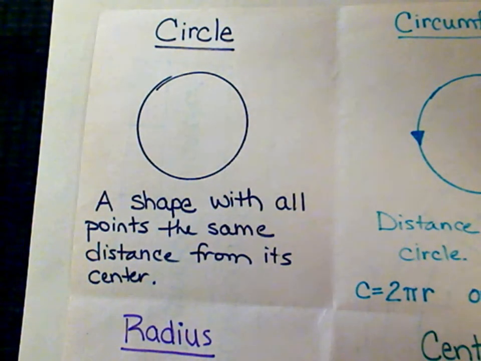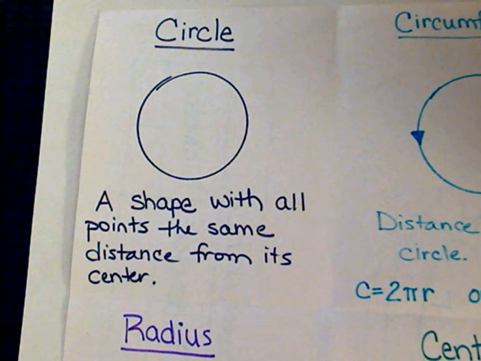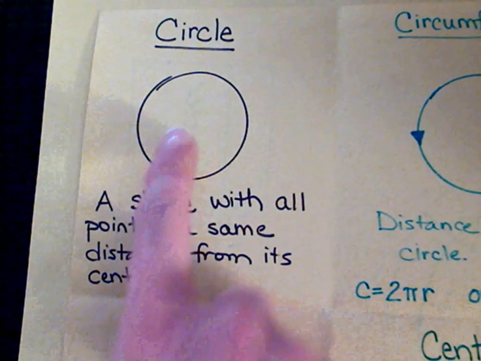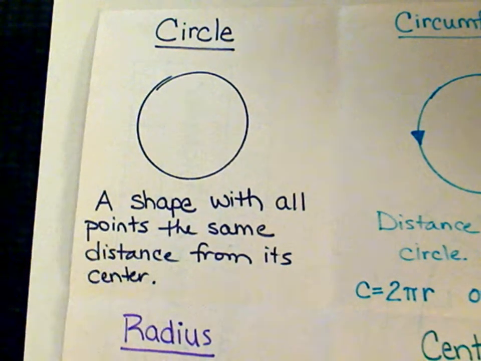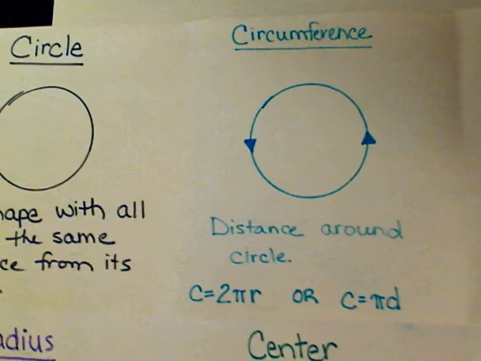This video is all about circles. When we started circles, we first talked about the different parts of a circle. So we started with the definition of a circle. A circle is a shape with all points the same distance from its center. Meaning if you find its center, no matter which way you go, the distance should be the same.